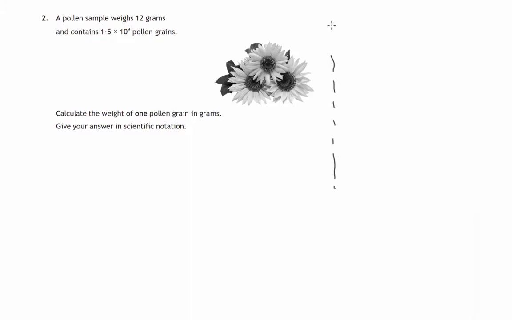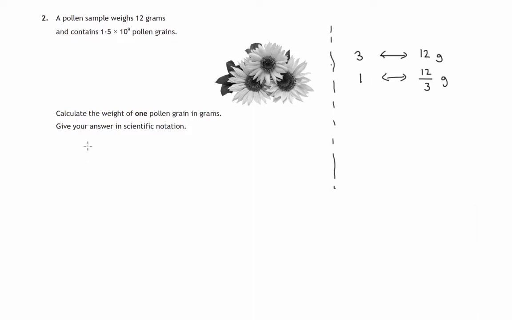Now, for the sake of understanding what's going to go on here, suppose we only had 3 pollen grains. Huge they are, and they weigh 12 grams. How would you find the weight of one? Well, you'd divide by 3, you'd find a third of that 12 and get 4 grams. Each of them would weigh 4 grams. So that tells you what to do with the numbers, 12 divided by 3.